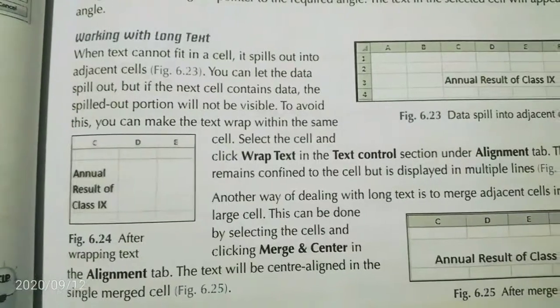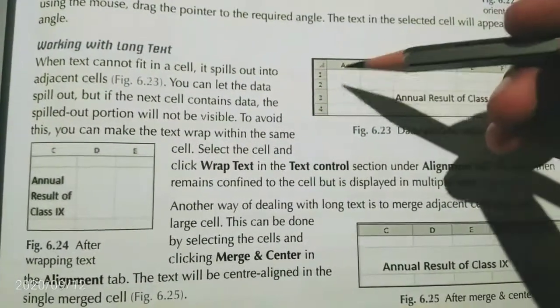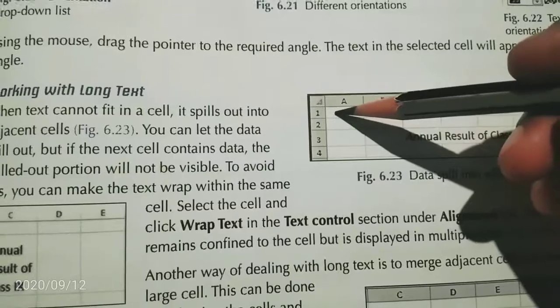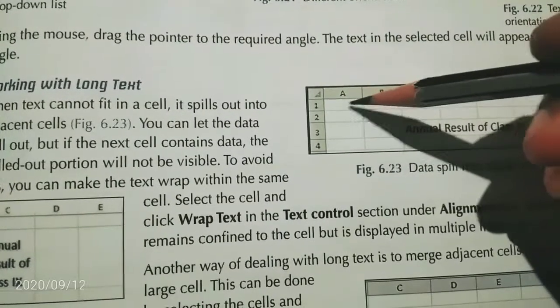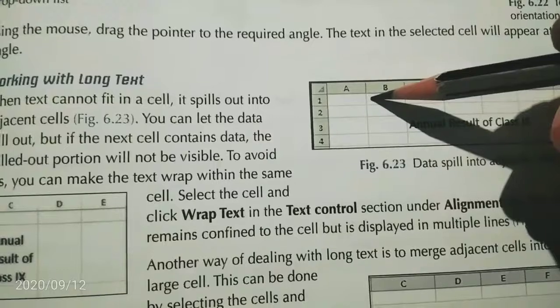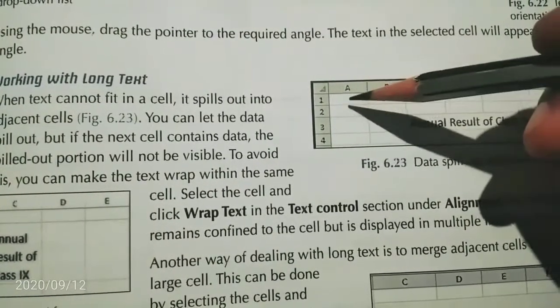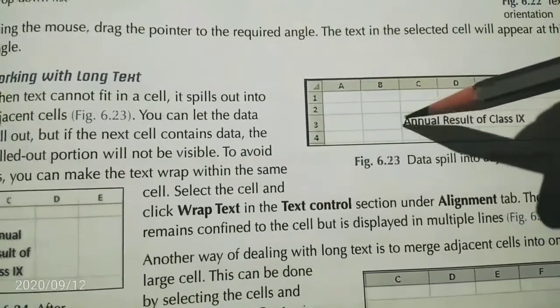Working with long text. That means suppose you want to write, this is the box, this is the size of the box. Suppose you have written a word which goes out of this box. Then it looks very bad. So how to adjust any word or any letter which is long, in the same cell, in one cell.